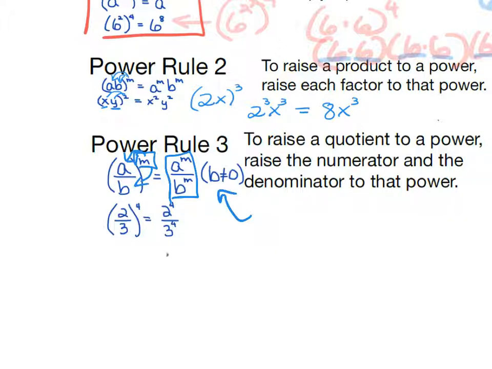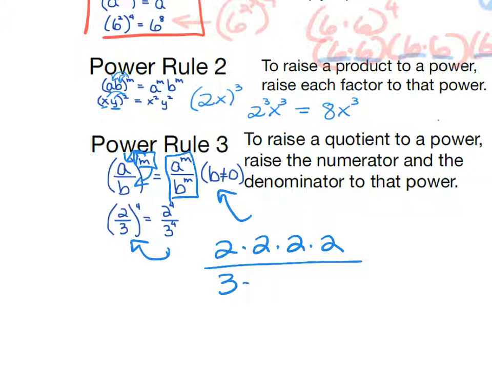Okay, here's an example with numbers. You would take the 4, it goes to the 2, and to the 3. So if I were to ask you to expand this, we could do 2 times 2 times 2 times 2, and then 3 4 times. If it asks you to evaluate, 2 times 2 is 4, times 2 is 8, times 2 is 16. And then for the denominator, 3 times 3, 9, times 3, 27, times 3, 81.